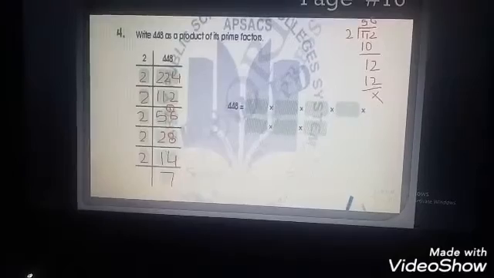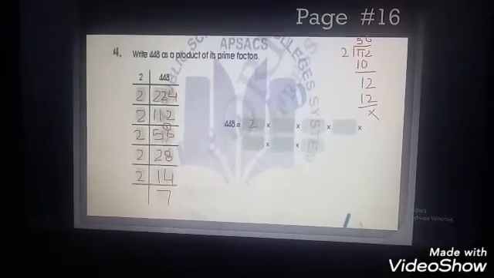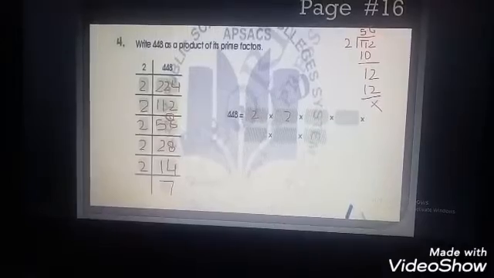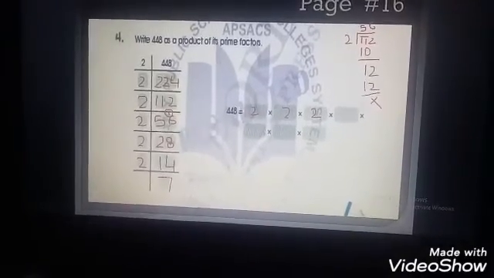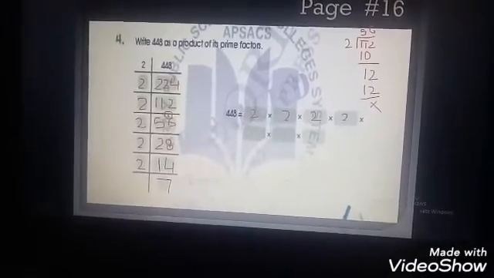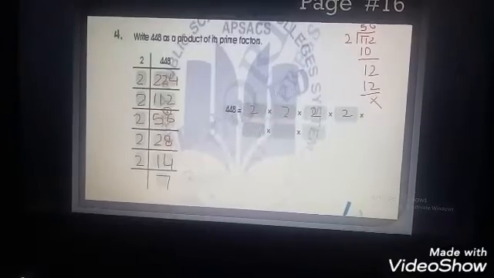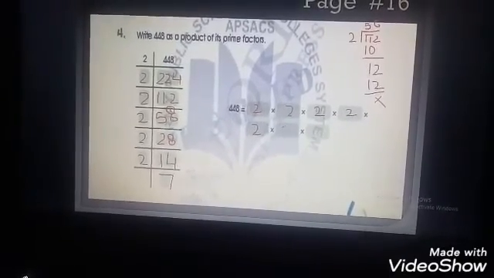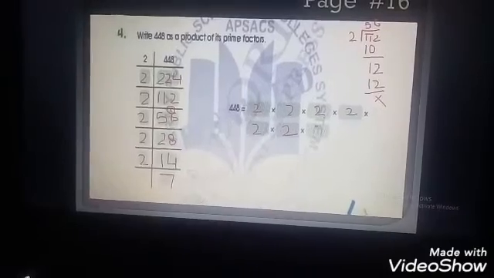So the factors of 448 are 2, 2, again 2, 2, 2, 2 and 7.